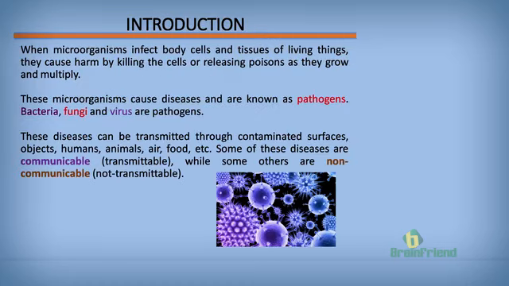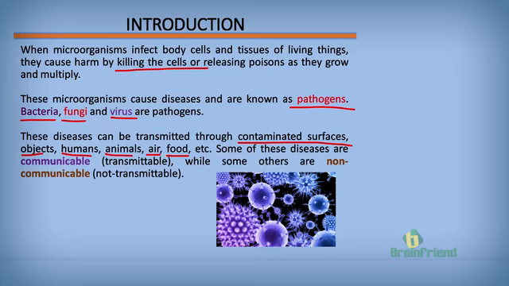So we've been talking about communicable diseases, and we talked about how microorganisms can infect the body cells and tissues, and cause harm by killing the cells or releasing poisons as they grow and multiply in the body. These microorganisms cause diseases, and they are known as pathogens. These pathogens are bacteria, fungi, and viruses. The diseases can be transmitted through contaminated surfaces, objects, humans, animals, air, food, etc.